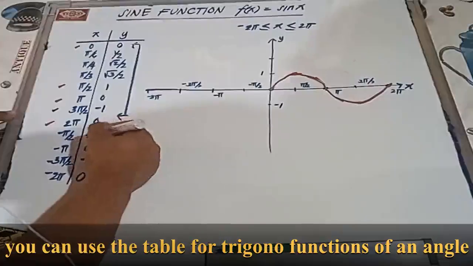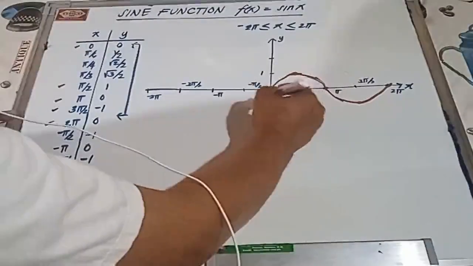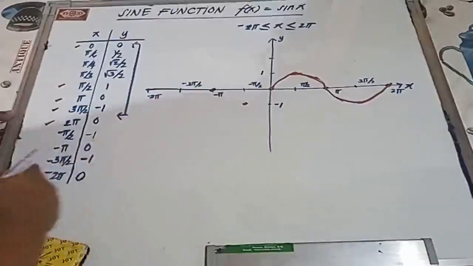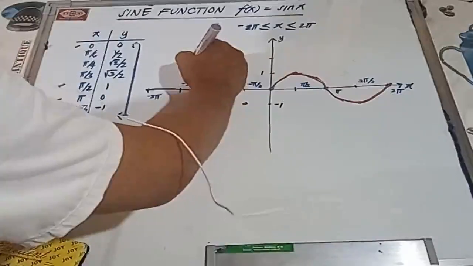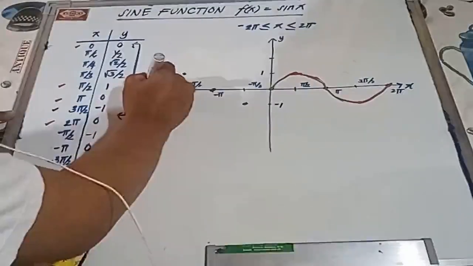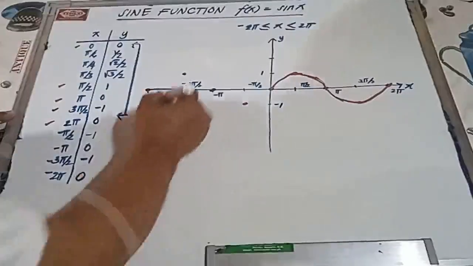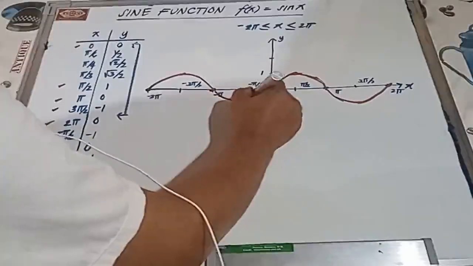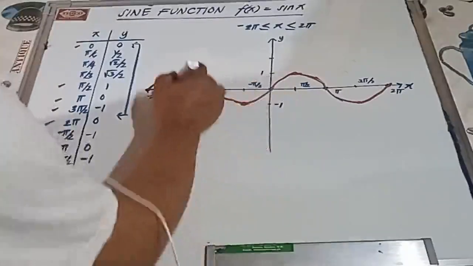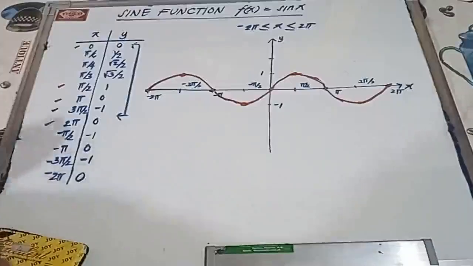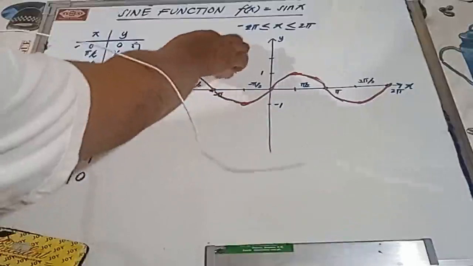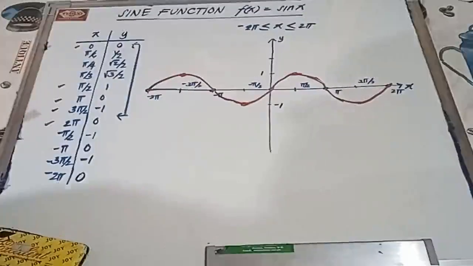So we have negative 1 here, negative pi over 2. Negative pi, 0. Negative 3 pi over 2 is 1. Negative 2 pi, 0. Yan. Okay. So, yung graph ng ating sine function, f of x equals sine x. The values of x is from negative 2 pi to positive 2 pi.